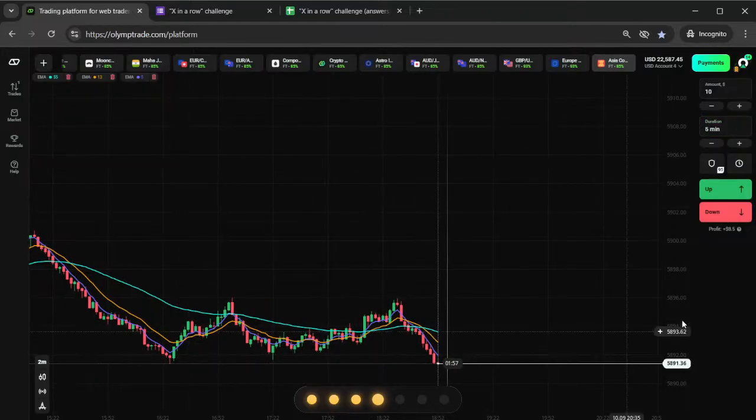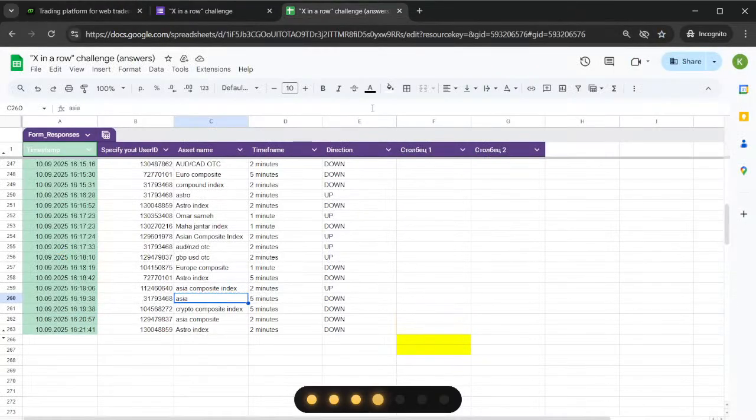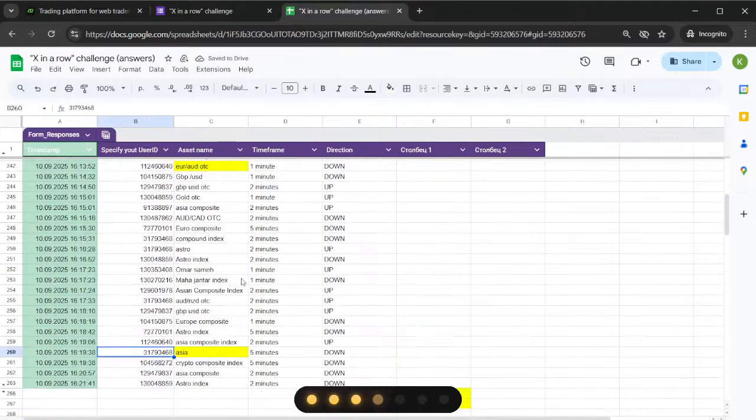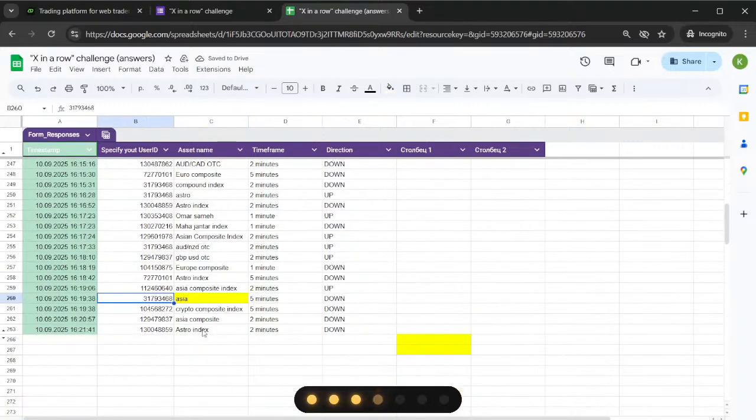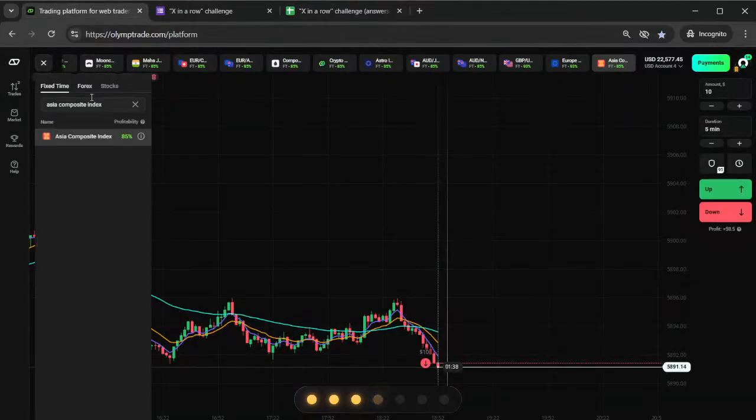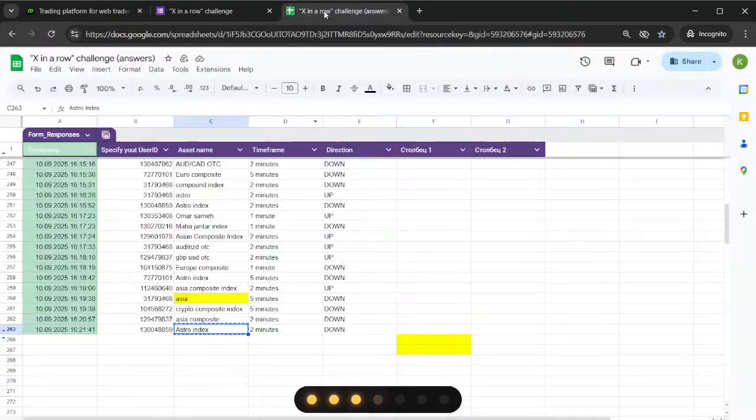I am just hoping that I will be able to unlock bigger and bigger RFTs for my viewers. Okay, so I have picked this signal. Let's see if it works. Okay, I will just pick from here. Okay, so Astro Composite, we can look forward to that.